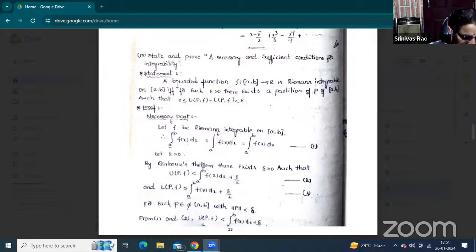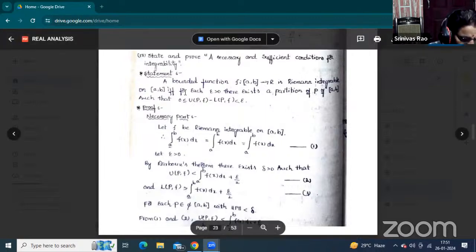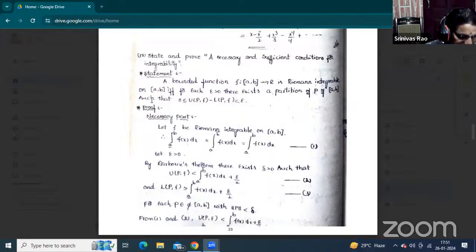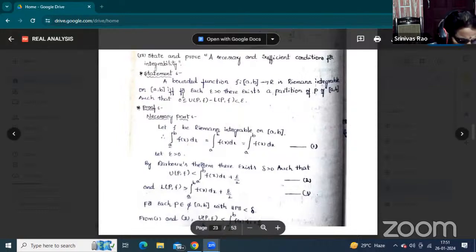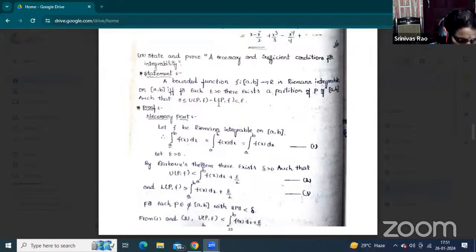So first of all, write the statement. Necessary and sufficient condition of integrability means Riemann integrability in necessary and sufficient condition. This theorem is very important in the final examination. Without this theorem, you can't expect the question paper. Okay. Now here the statement is a bounded function.